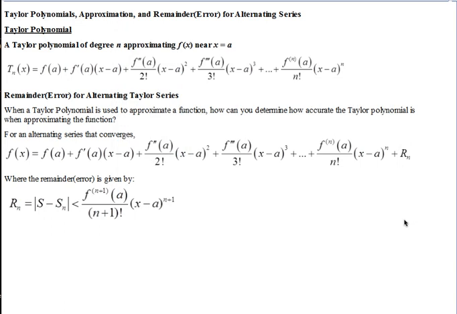These are the notes for AP Calculus on the topic of Taylor polynomials, approximation, and remainder error for alternating series. So let's start with talking about a Taylor polynomial. Very much like an infinite Taylor series, except a Taylor polynomial has a degree n, and remember degree refers to the highest exponent of a polynomial.